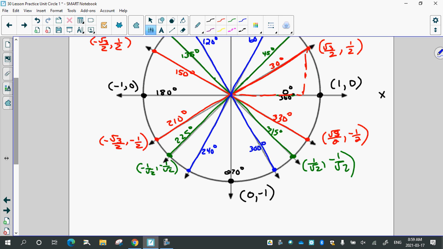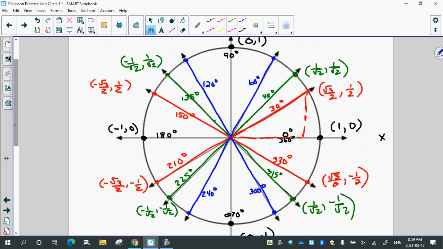So you should be able to look around your circle now and see that every single spoke has an angle. So just make sure now that you're not missing any. Every single spoke on your wheel has an angle written down. Okay?